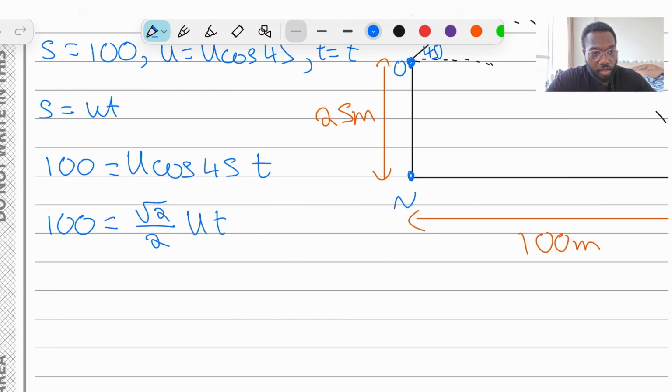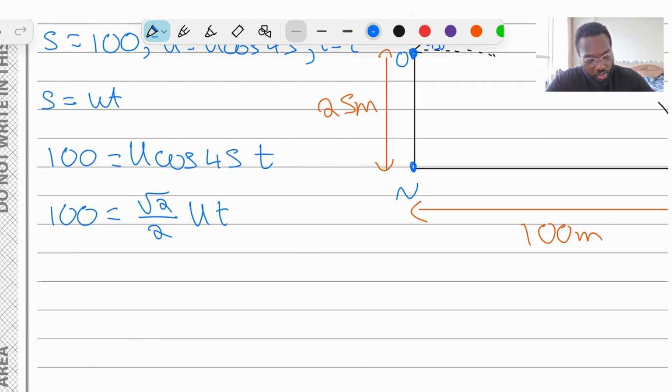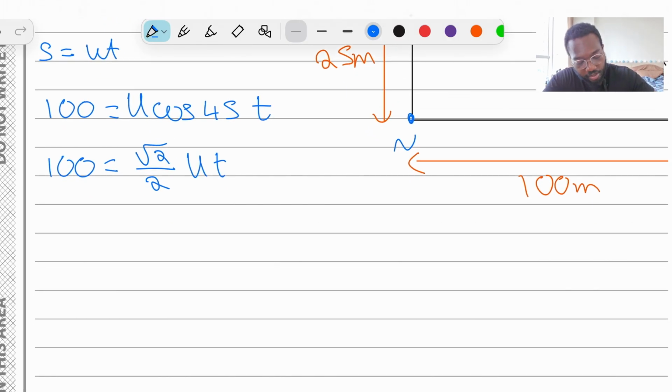And now if we get an equation for just t, therefore we get that t is equal to 100 divided by root 2 over 2 u. So that would be 200 over root 2u. Okay, so we know that t is going to be 200 over root 2u, and we know that that must be the same time if we look at the vertical components of this as well.